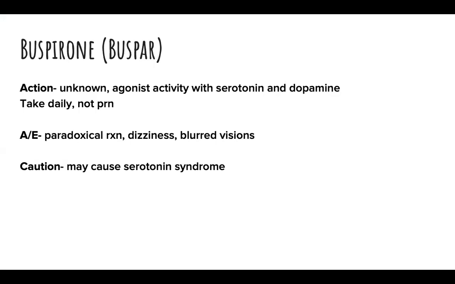Buspirone or Buspar has unknown activity, but it's thought to be an agonist with serotonin and dopamine. Serotonin increases a sense of well-being. Serotonin is also really indicated in helping anxiety. Buspirone is not taken PRN, which is as needed. I think a lot of people get that prescribed, almost like a little benzodiazepine you can take as needed. That is not how this drug is. It's dosed twice or 3 times daily. It's indicated just for overall anxiety.